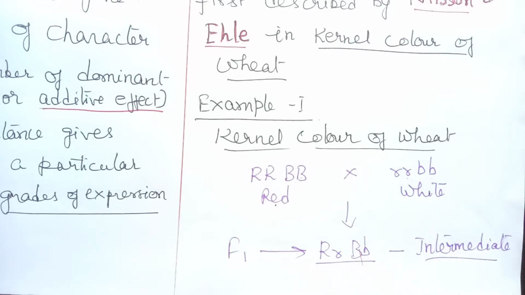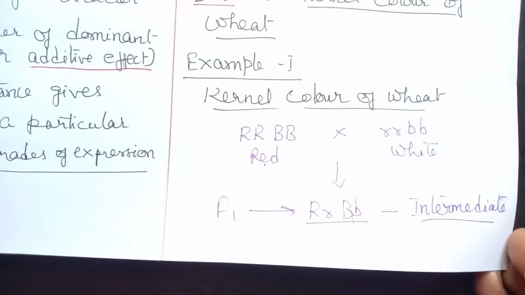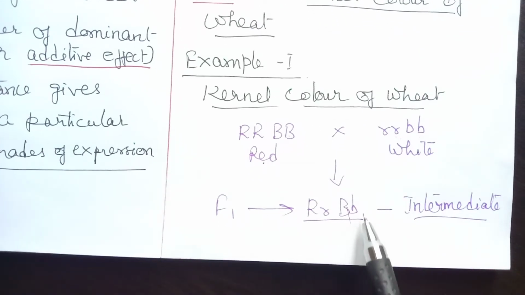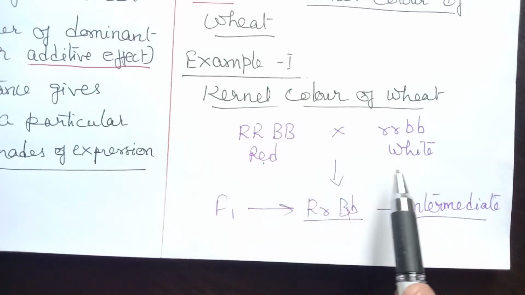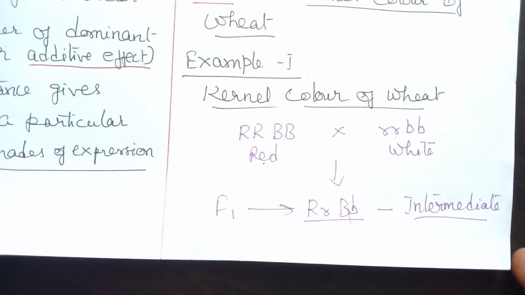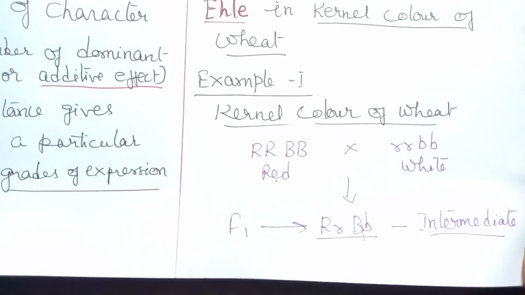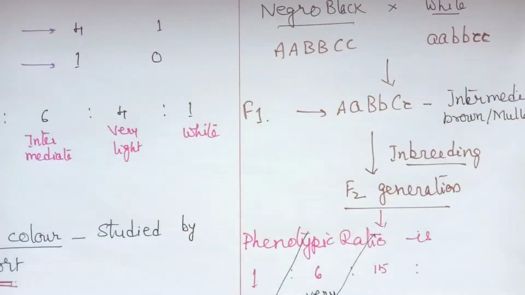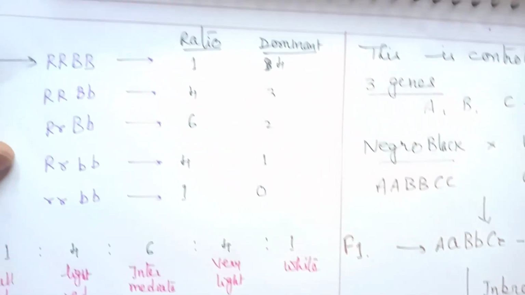Now, as in any other cross, suppose we observe the F1 generation. F1 generation is always double heterozygous. So here we find two dominant alleles. Then it is showing the intermediate color, that is between red and white. It will be a medium color, not very dark red or white, but a medium color. That is called an intermediate color. So this we find in the F1 generation. Let us see what will be the ratio in the F2 generation.